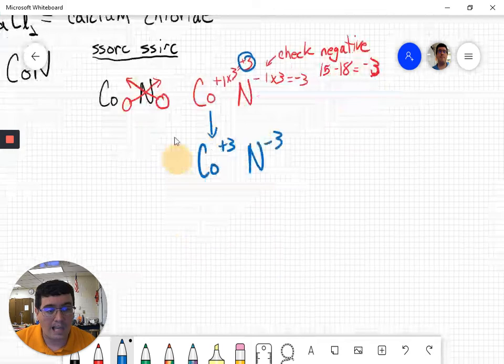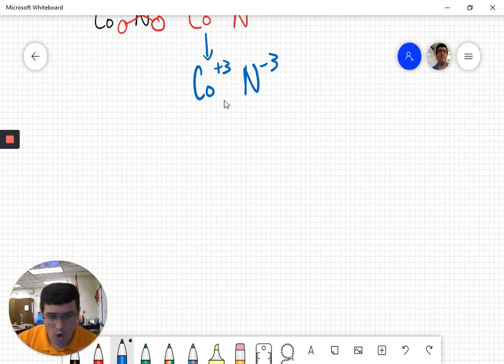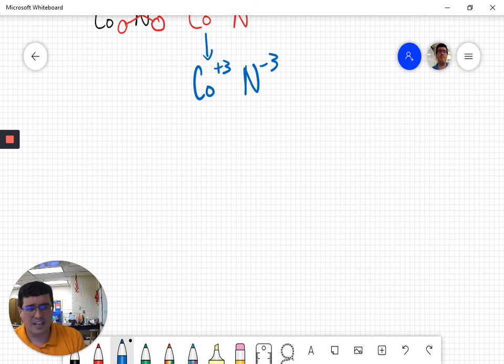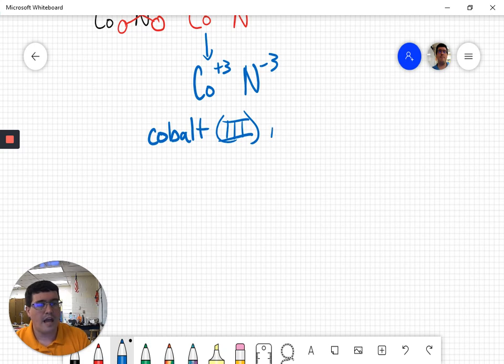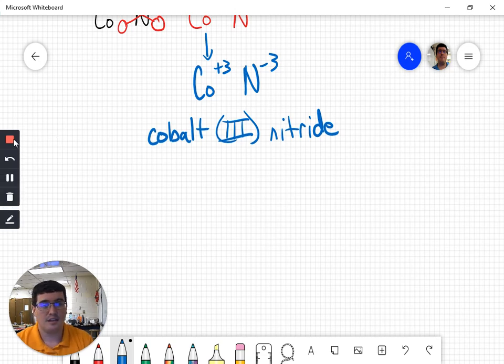So now I can name this thing. I already know, because I had to do all this work, that I've got to put a Roman numeral for that cobalt. Everything else on the periodic table, you've got to put a Roman numeral. So we'll call this cobalt(III) nitride, because negative nitrogen is always going to be nitride. Pretty cool. And that's how you write the name given the formula.